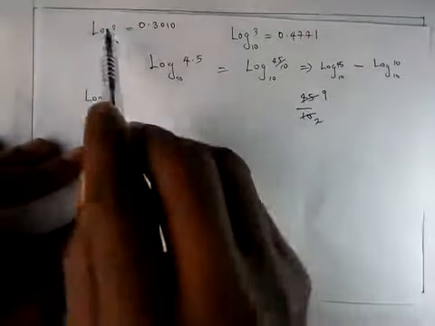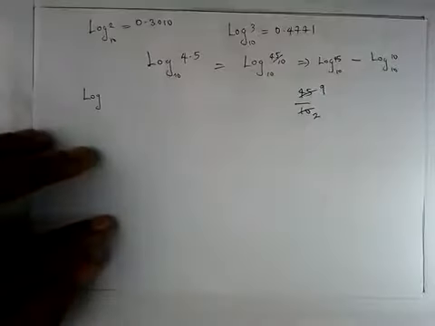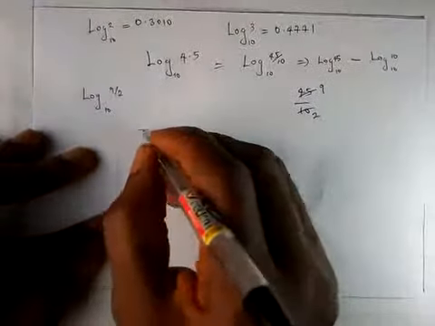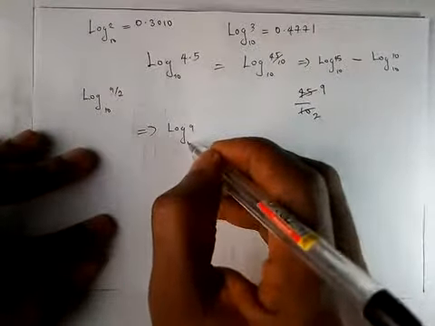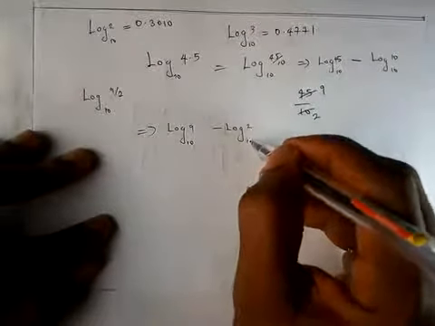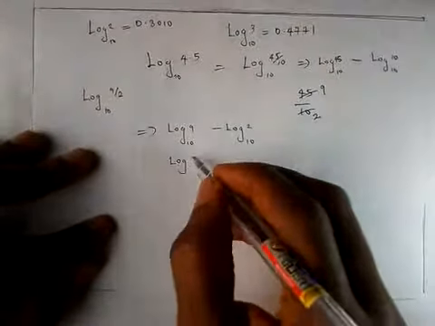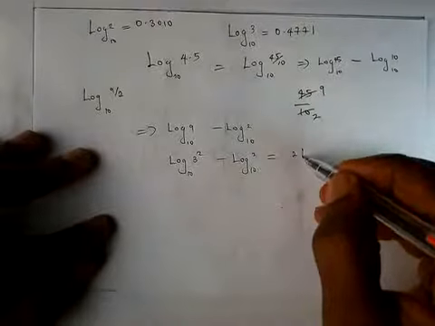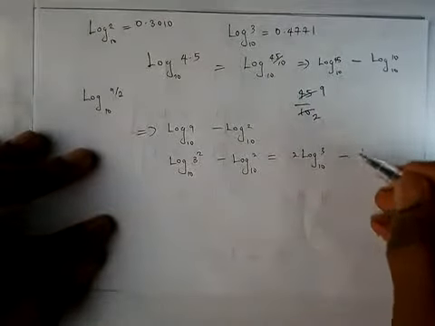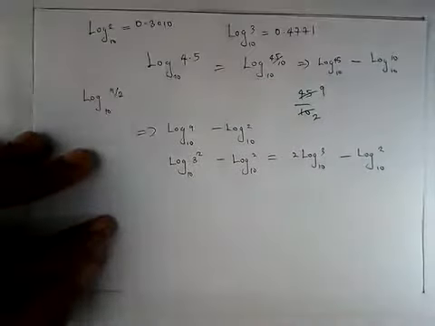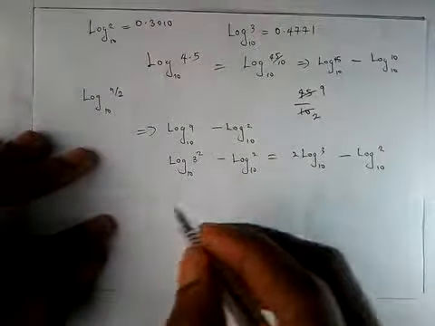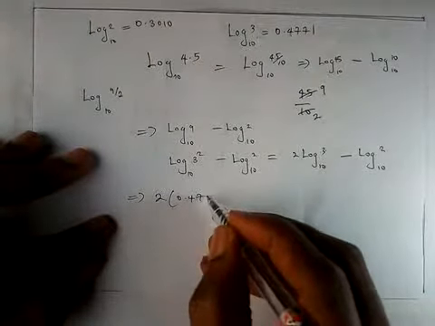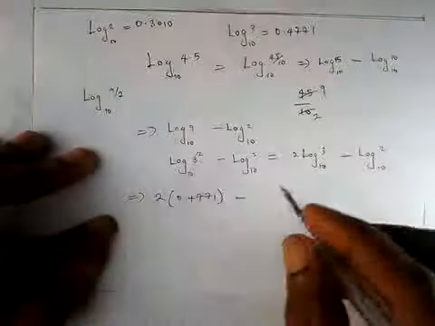So the idea is to get log 2 and log 3 in this expression. That's the whole idea. So this is the same thing as log to base 10 of 9 over 2, which is log 9 to base 10 minus log 2 to base 10. And log 9 is 3 raised to power 2 to base 10 minus log 2 to base 10, which equals 2 log 3 to base 10 minus log 2 to base 10. Log 3 to base 10 was given to us here, which is 0.4771, minus log 2 to base 10, which is what?